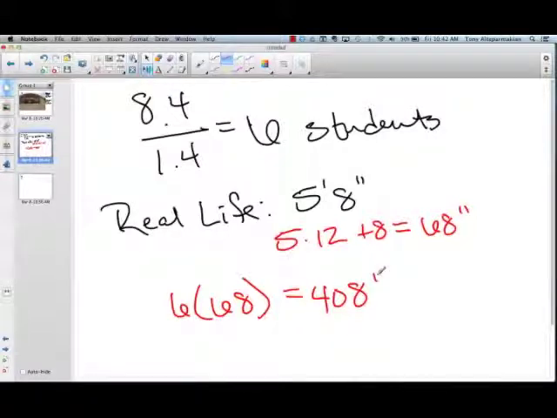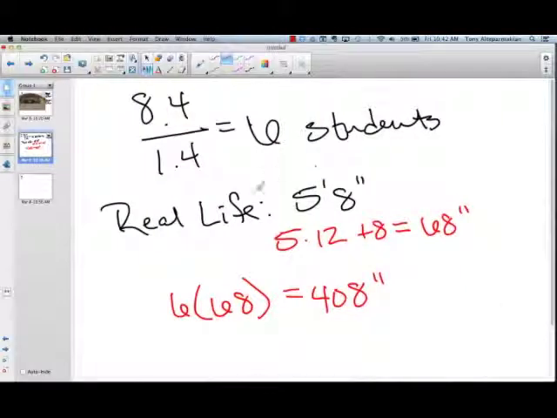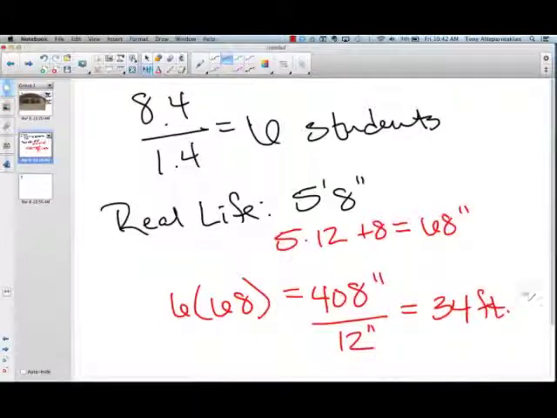All right, so 408 what? Well, that's 408 inches, but I really don't know what 408 inches is. I will convert that into feet. When I take 408 inches and divide it by 12 inches in a foot, I get the number 34. So I get that the gym is 34 feet tall. So how do I know if that's right?